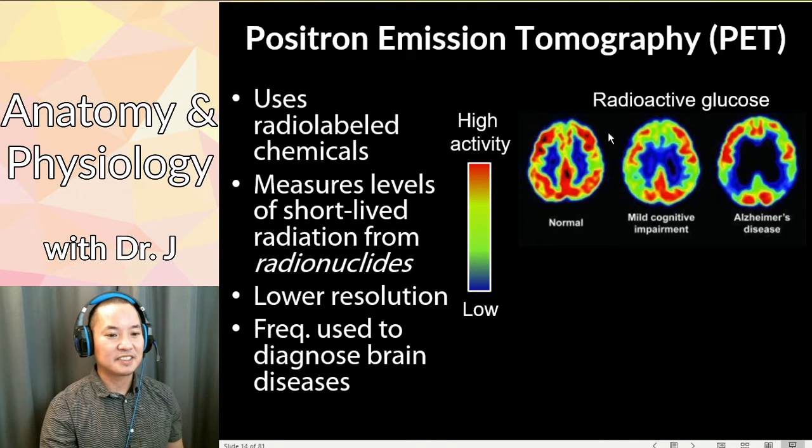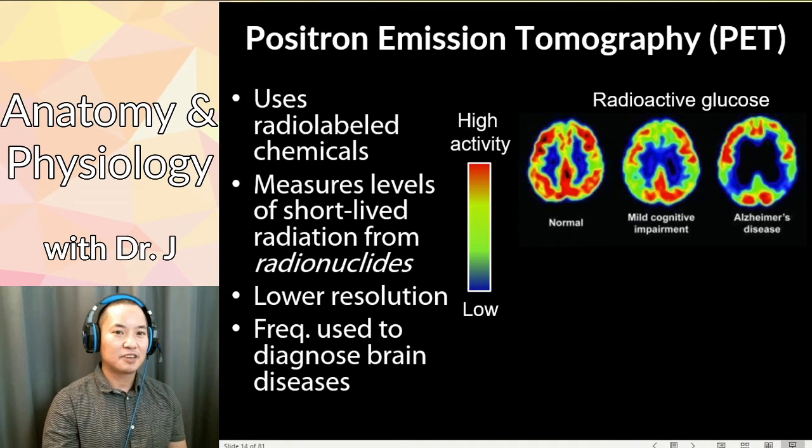And what we actually see here is radioactive glucose. So glucose is an important energy source for your cells. You can easily make that into ATP. So therefore, if there's more metabolism, more neurons, it's going to gobble up the glucose. And when it gobbles up this radio-labeled glucose, it's going to appear bright red in a PET scan. So this is radiation from that radio-labeled glucose.